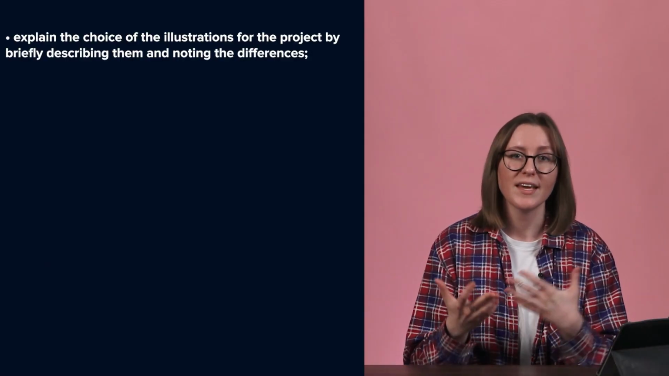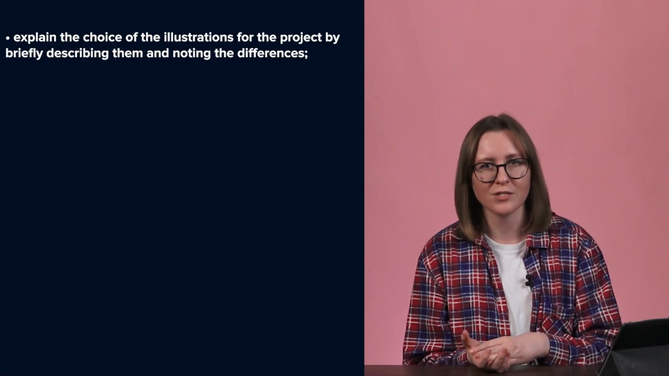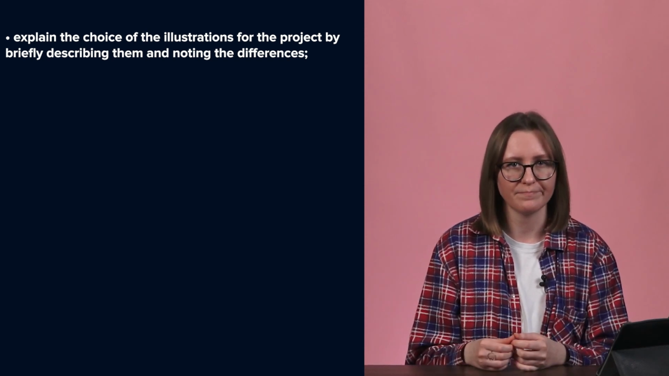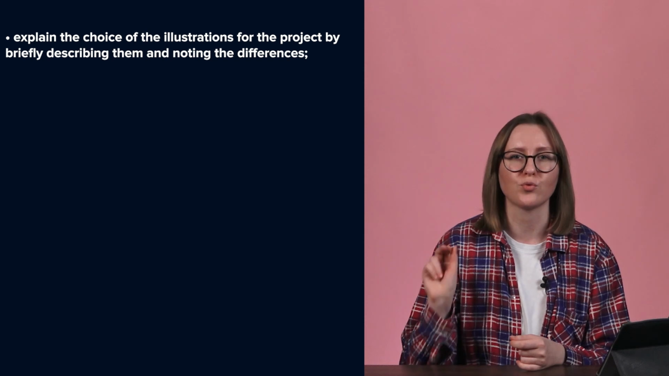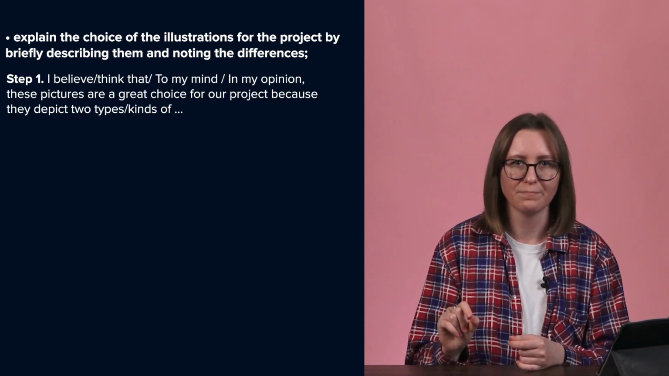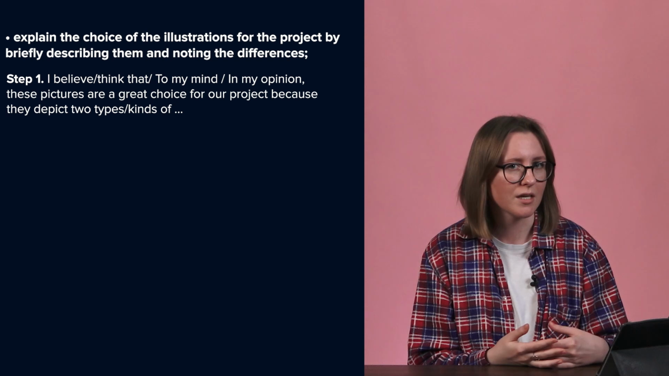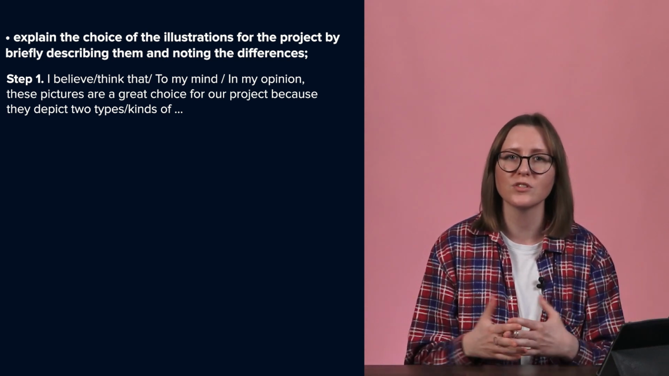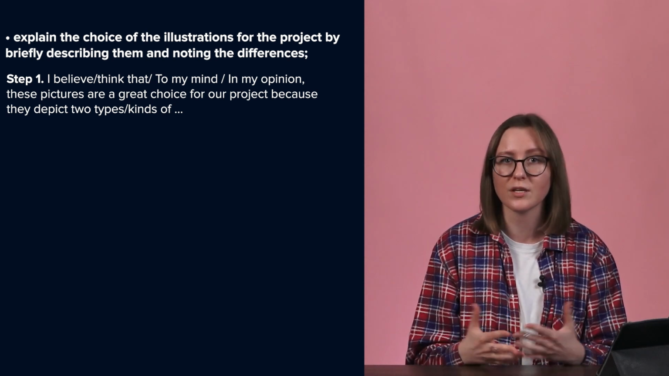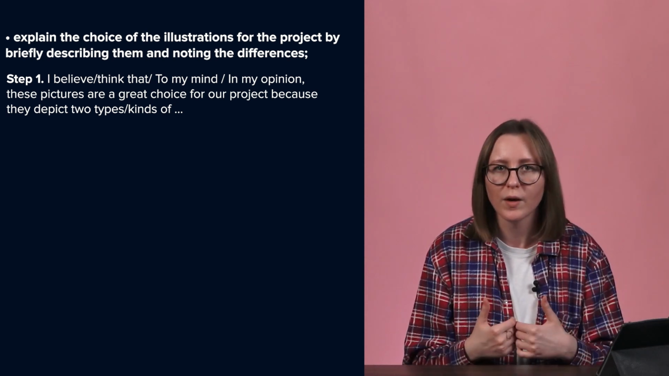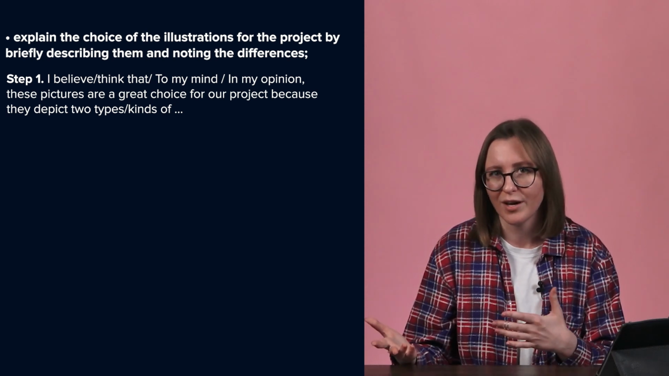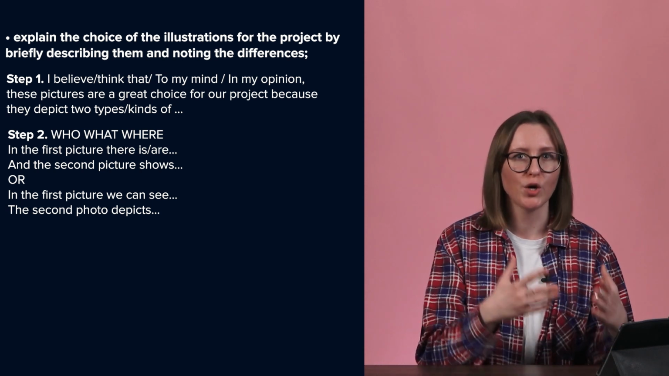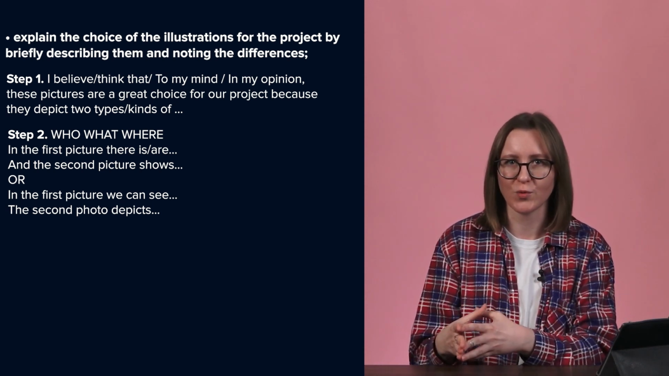Now the task says, explain the choice of the illustrations for the project by briefly describing them and noting the differences. I suggest we do this in 3 steps. Step number 1. I believe, or I think, or to my mind, or in my opinion, these pictures are a great choice for our project because they depict 2 types or 2 kinds of something that you have in your pictures, right? Step 2. Here we can say who, what, and where.